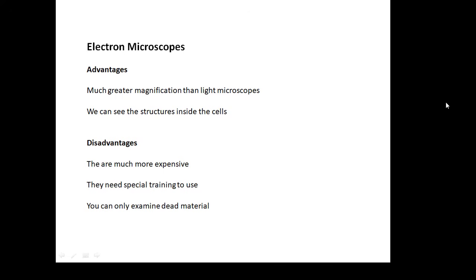Electron microscopes, advantages and disadvantages. Well, the advantages: much greater magnification if you need it compared to light microscopes. You can see inside cells. You can see the organelles inside cells.